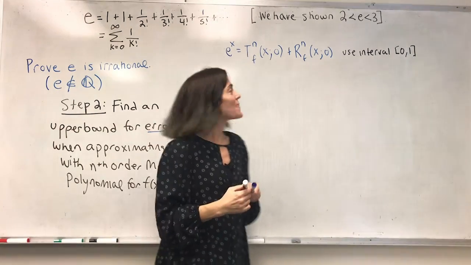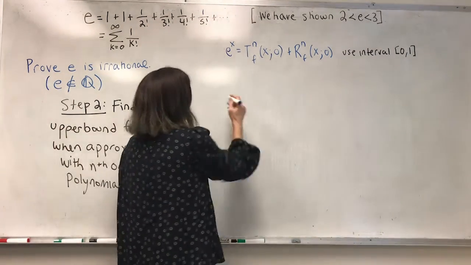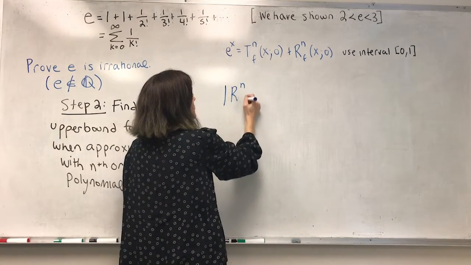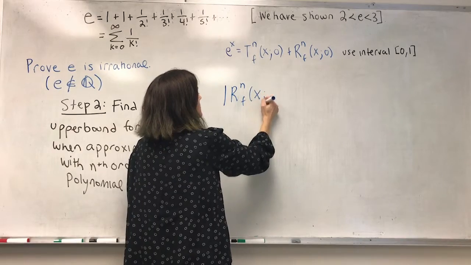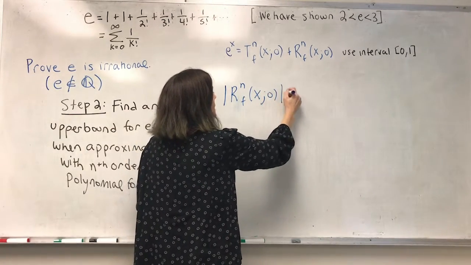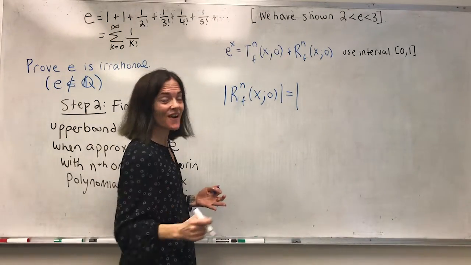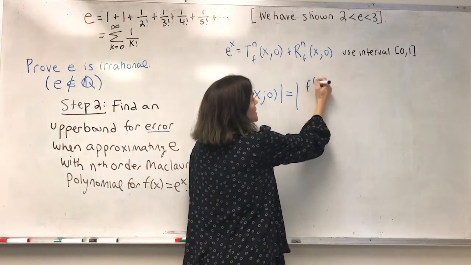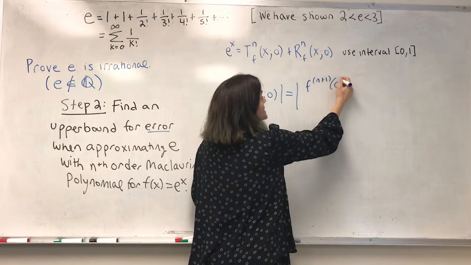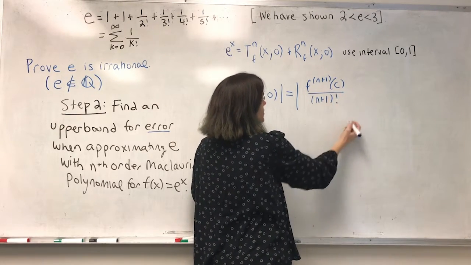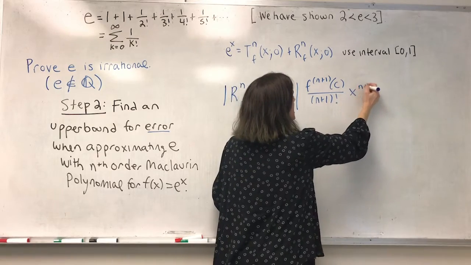Now, what can we say about the remainder? We know the error, which is the absolute value of the remainder, equals the remainder itself, this is the Taylor-Lagrange theorem, which is equal to the n plus first derivative at c over n plus 1 factorial times x to the n plus 1.